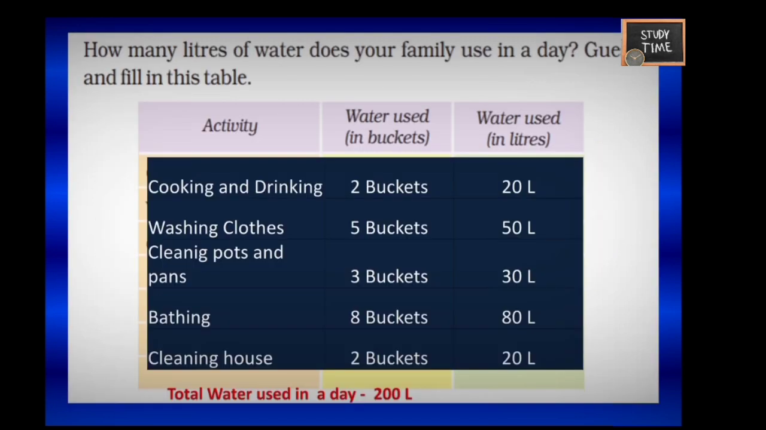Next, how many liters of water does your family use in a day? Guess and fill this table. So you are going to do this activity. Water used in buckets, water used in liters. So you have to write the activity like cooking, drinking, washing clothes, cleaning pots and pans. Also you can write watering plants, bathing, cleaning house, cleaning car. So you can write different activities. Water used in buckets you have to write. Water used in liters you have to write. Then you have to add.